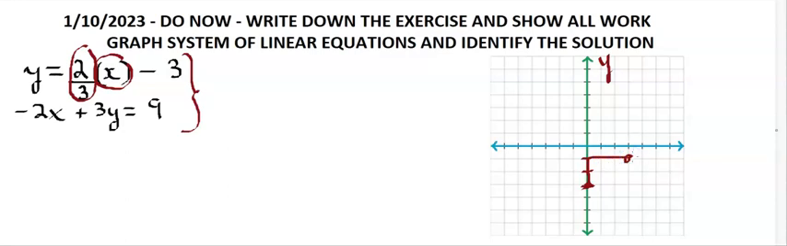Okay, if the slope is positive, you go up and then over to the right. If the slope is negative, you go down and then over to the right. Don't go left. So I got those 2 points. I'm going to go ahead and draw my line through these 2 points right here.